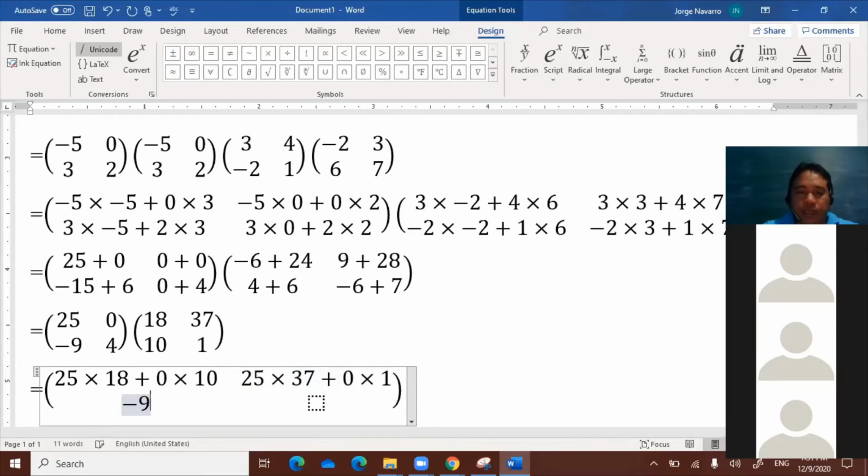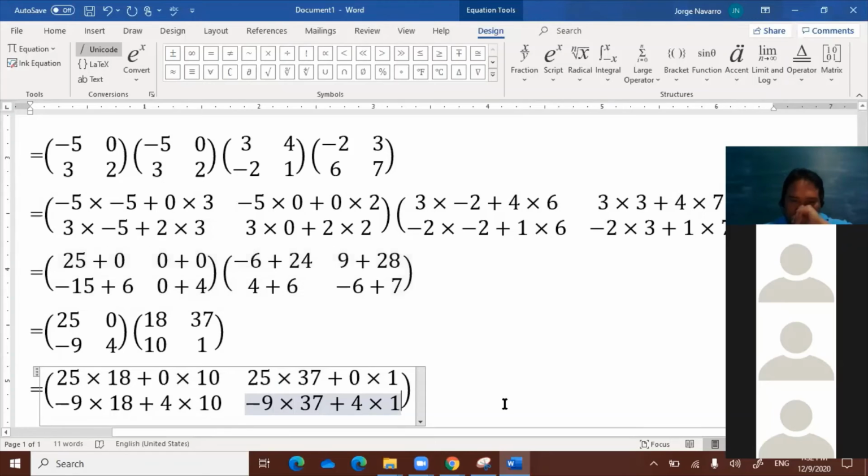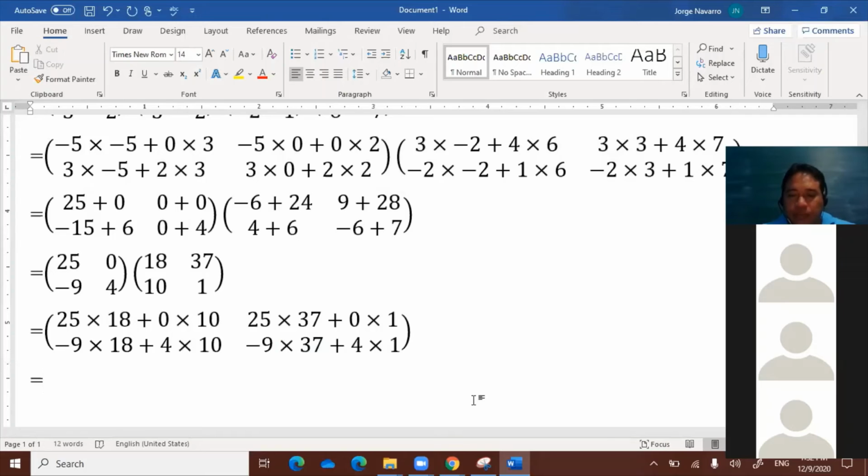Next one will be negative 9 times 18 plus 4 times 10. Then the last one here is going to be negative 9 times 37. Wow. Plus 4 times 1. Okay, so now we go into the last 2 steps.